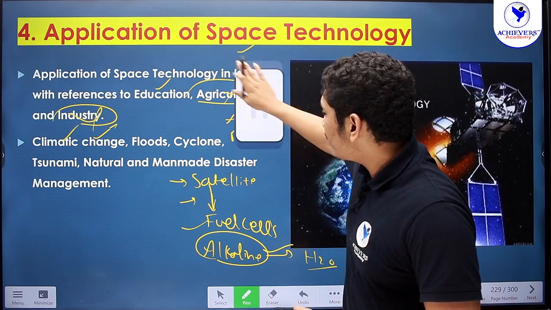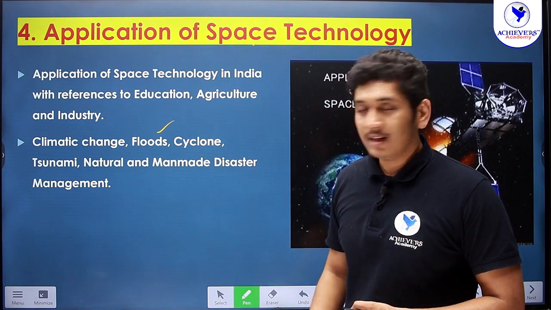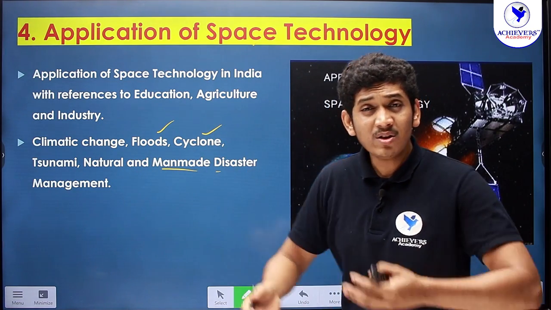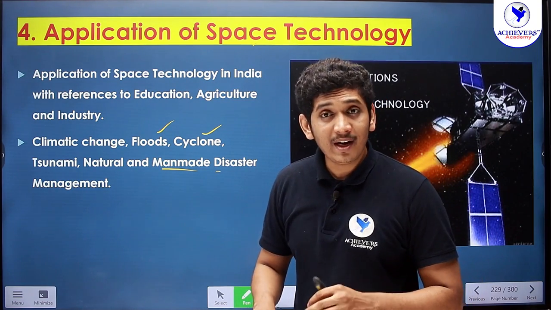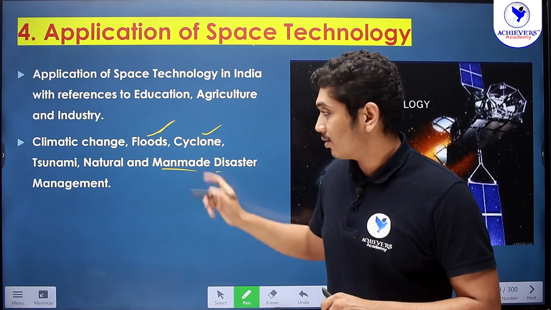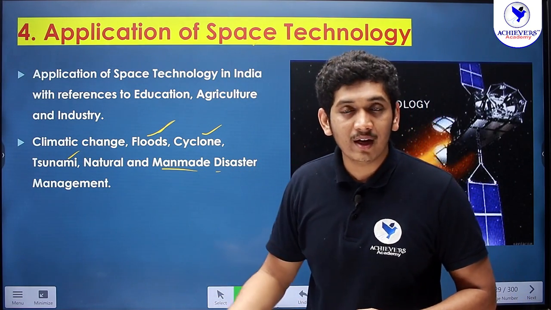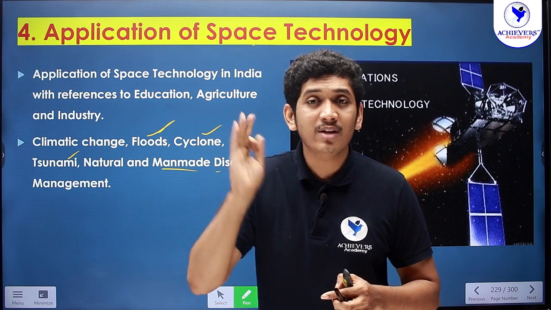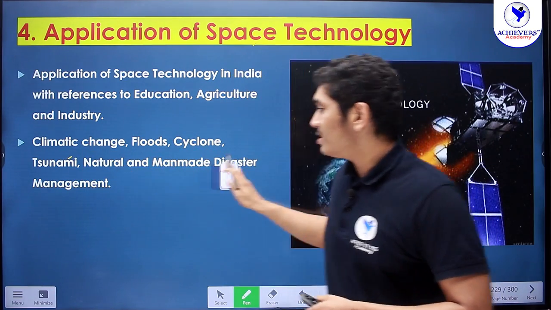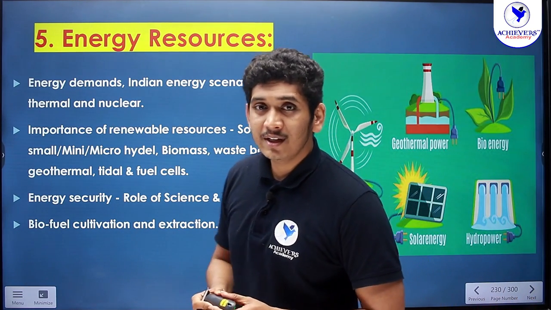Yes. And I will also teach you how satellite imaging and data can reduce or mitigate disasters like cyclone, flood, tsunami, natural and man-made disasters. Because if you gather the data, that will be very helpful to know which places will be inundated by water during a flood or cyclone, or which places will be inundated during a tsunami. When do they occur? How frequently do they occur? How to do the preparedness, response and mitigation? Three phases of disaster management will be discussed here in detail. Next, the fifth chapter will be energy resources.